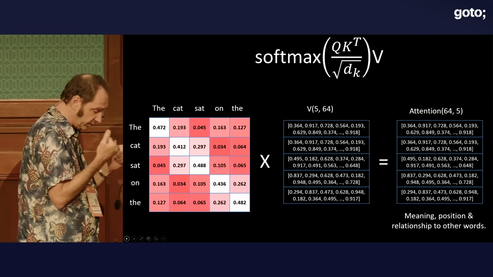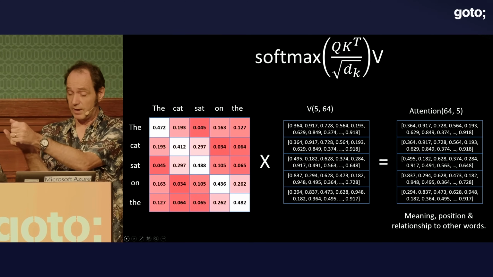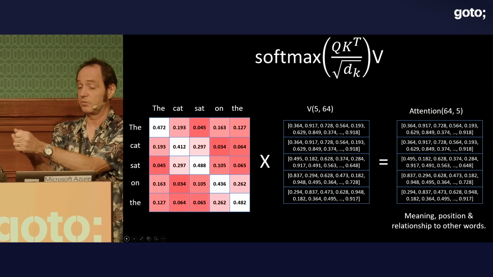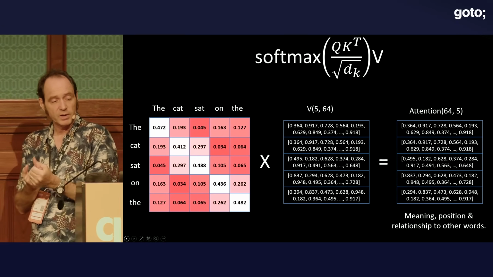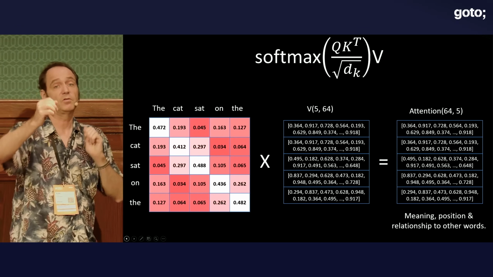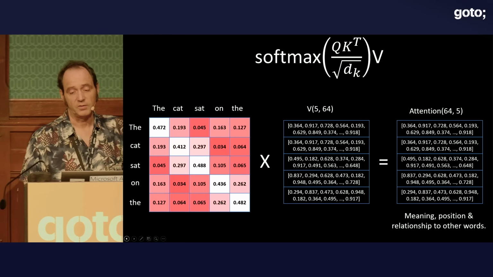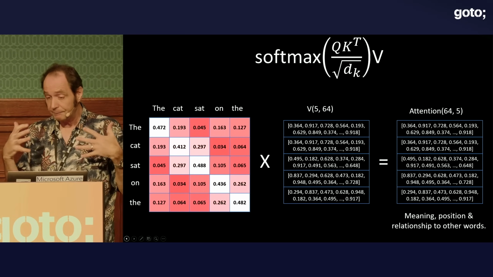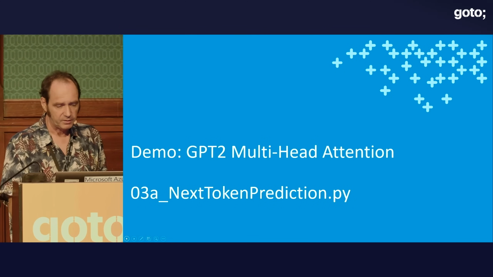Now, the vectorization or the embedding gives us the meaning. The positional vectors and positional lookup give us the position. But what the attention mechanism is doing is calculating how words relate to other words, what the connections are, and long-term dependencies between all of the other words. And that's really doing the magic that's allowing these models to make predictions.